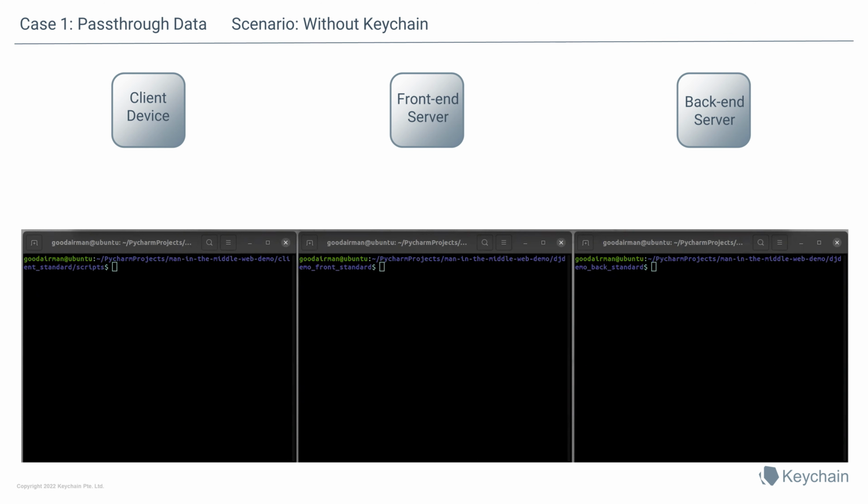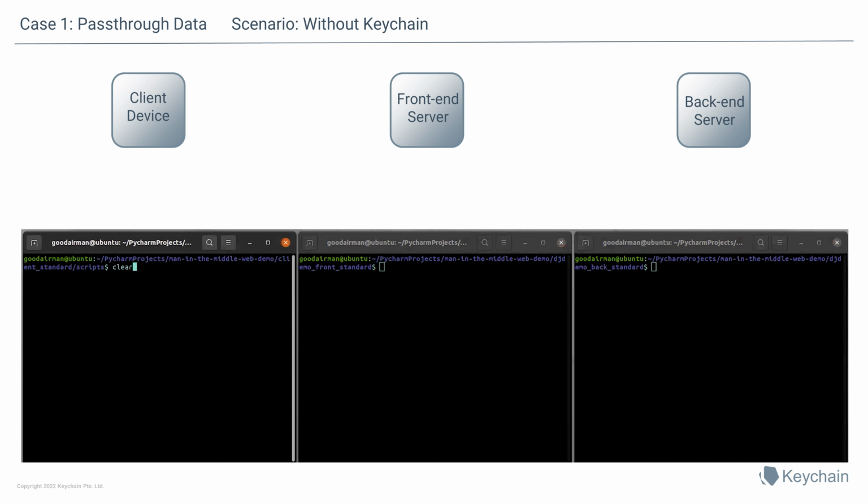We will now demonstrate the Keychain man-in-the-middle demo running in pass-through mode without Keychain. And essentially what will happen is that the client here on the left will send a message on this HTTP connection. The front-end server will receive that message running here in the middle, and it will then pass that message on to the back-end server.